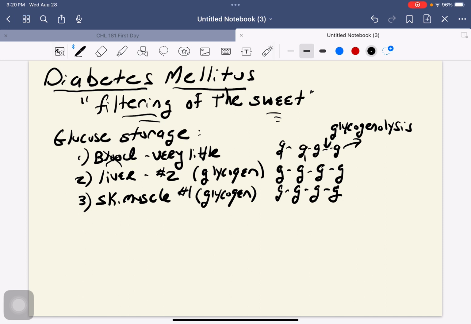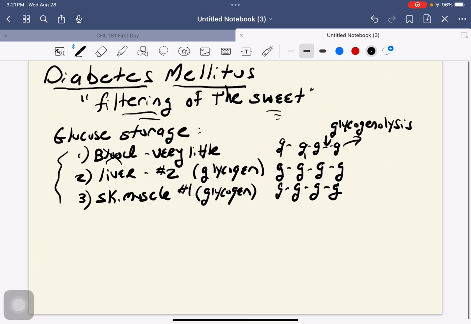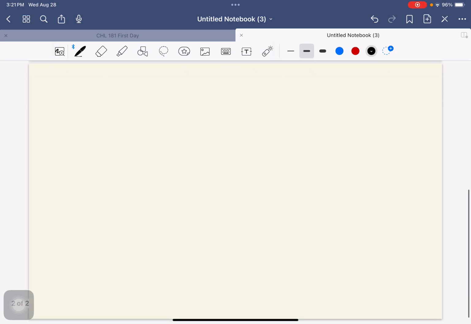So that's the derivation of the name of diabetes mellitus, to filter out the sweet when you have excessive sugar stored in the bloodstream, okay? So a little etymology, background, little refresher on physiology here, right? Just to kind of get us up to speed for this pathology, right? So, good. Next page, okay?